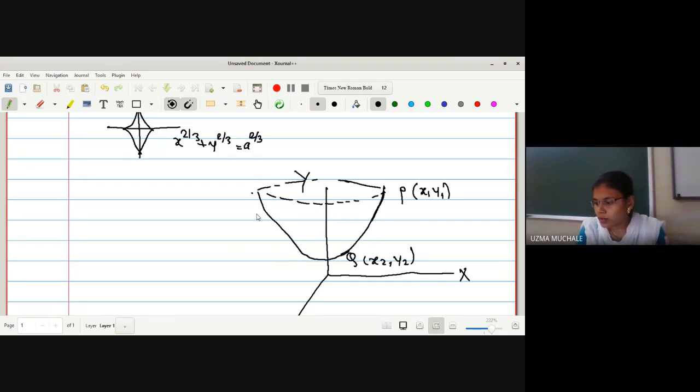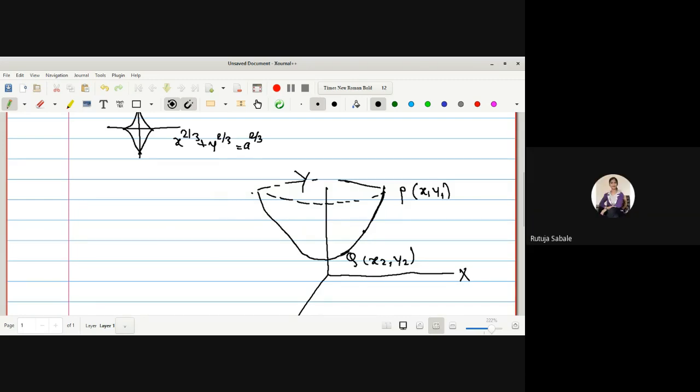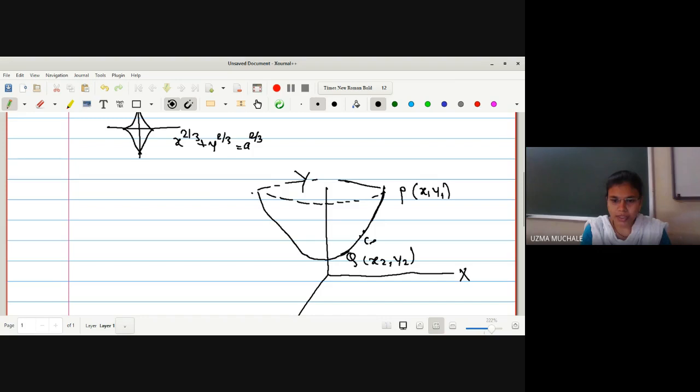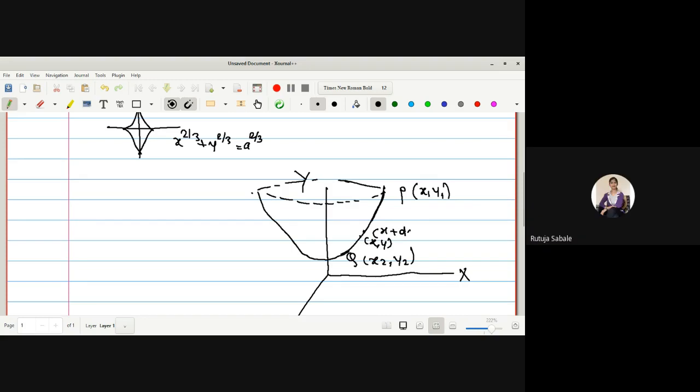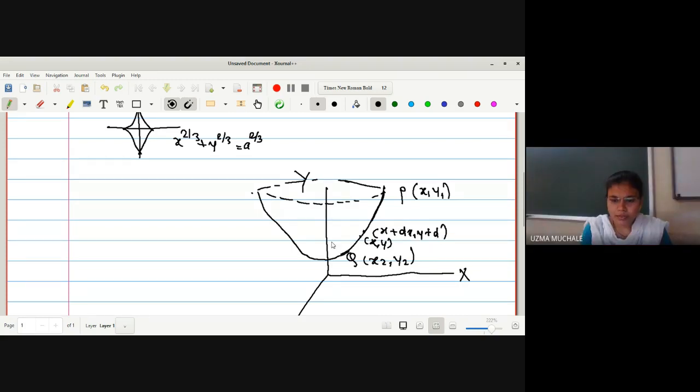So for showing that, first we'll go with the basic thing we have done for finding the shortest path. Correct? What did we do to find the shortest path? Can anyone remember this? Two points, very neighboring points: x, y and x plus dx, y plus dy. So we have taken two very neighboring points with a very small distance between them. Say this distance is nothing but ds.